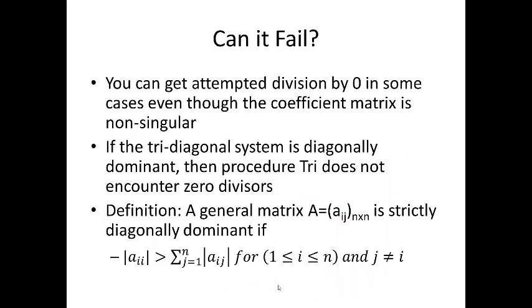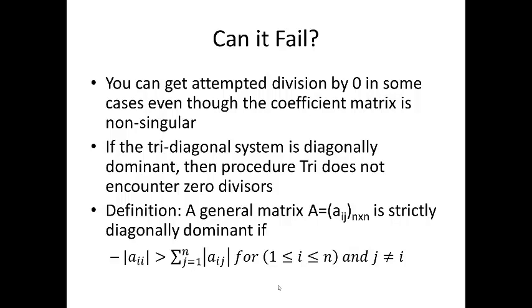So you may be asking, well, can this fail? And that's always an important question in numerical analysis. Since it doesn't involve pivoting, it's a very natural question to ask. You can get attempted division by 0 in some cases, even though the coefficient matrix is not singular. But if the tridiagonal system is diagonally dominant, then the procedure tri does not encounter 0 divisors.